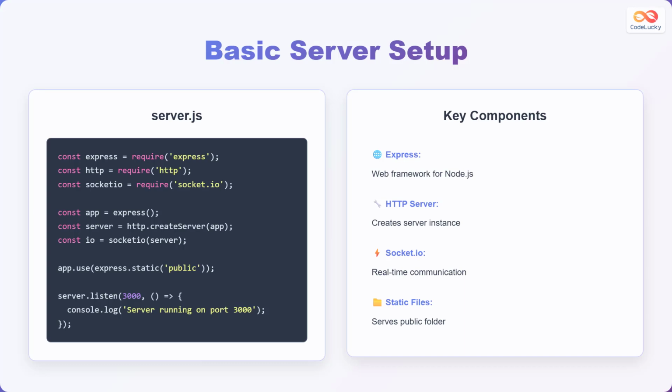Now let's set up our basic server. First, we'll require the Express, HTTP, and Socket.io modules. Then we'll create an Express application, create an HTTP server using that application, and attach Socket.io to the server. After that, we'll serve static files from the public directory using express.static. Finally, we'll start the server and listen on port 3000 and log a message to the console.